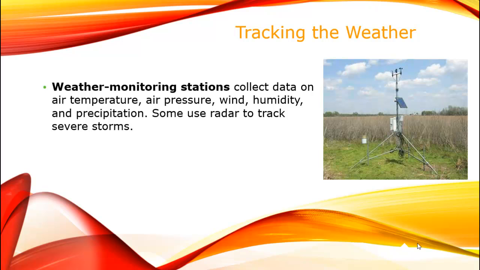Weather monitoring stations collect data on air temperature, air pressure, wind, humidity, and precipitation. And some use radar to track severe storms. So, the weather monitoring stations collect the data on land.